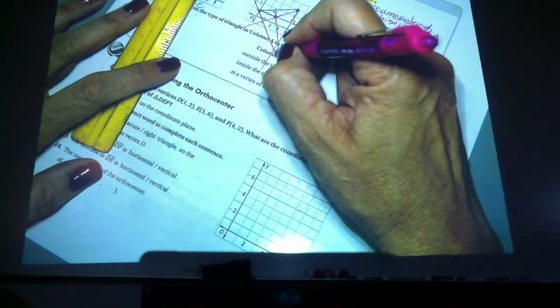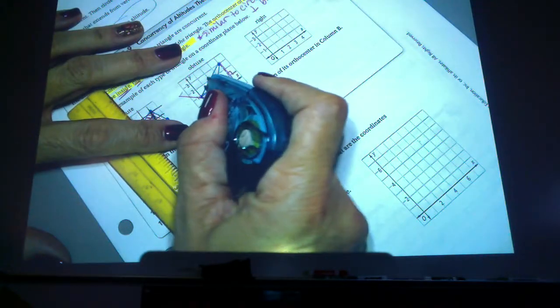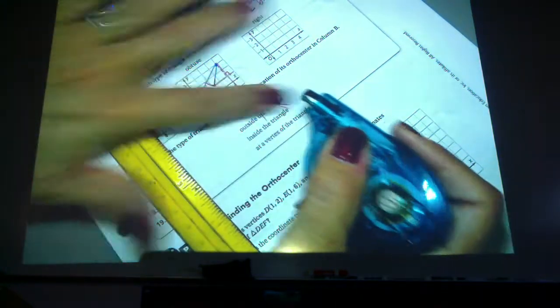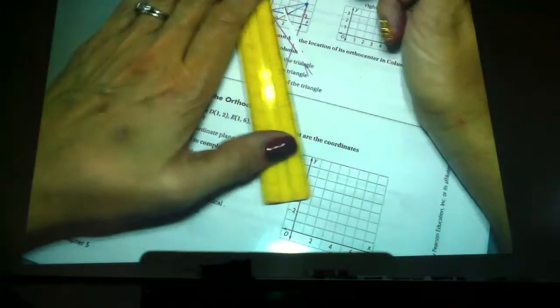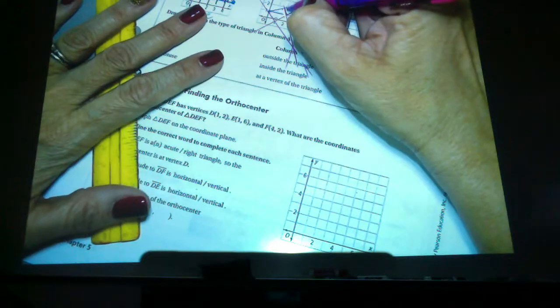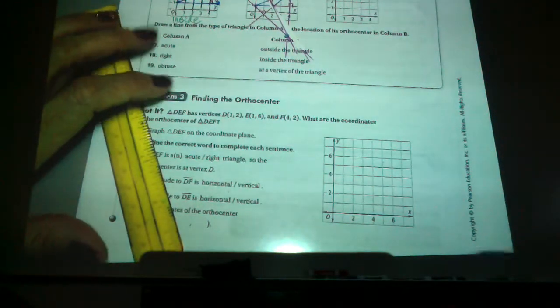Well, this is what happens when I extend it off my graph. But they're supposed to all meet. I must have this one off a smidge. I'm going to make it work. Okay. So this one is off a smidge, which threw me off. So right here, they all meet. For the obtuse triangle, don't they all meet outside? So there's your outside.